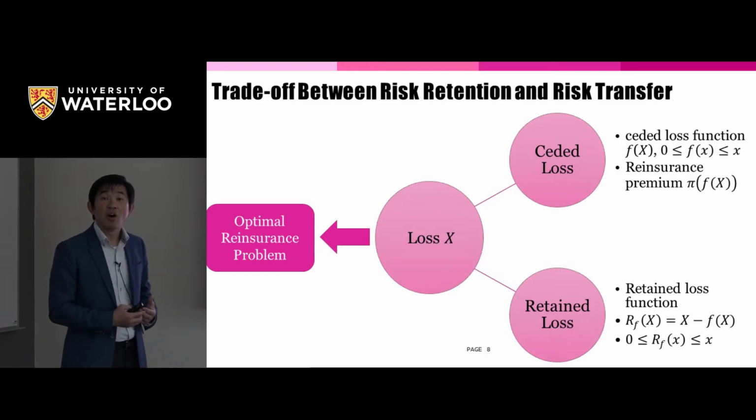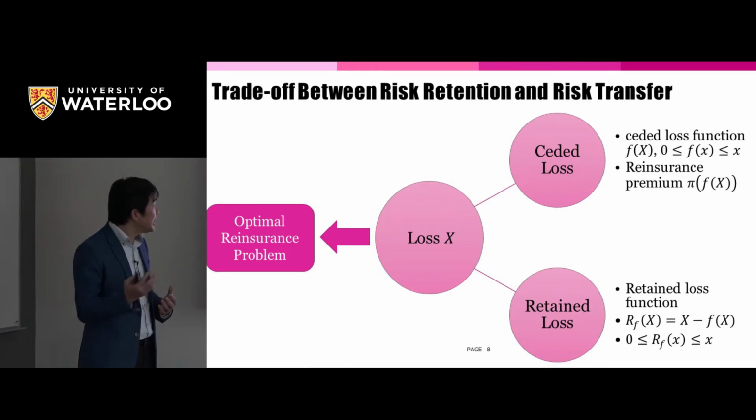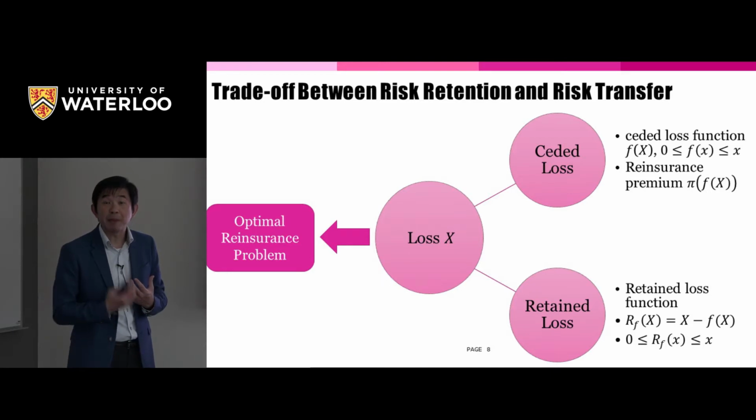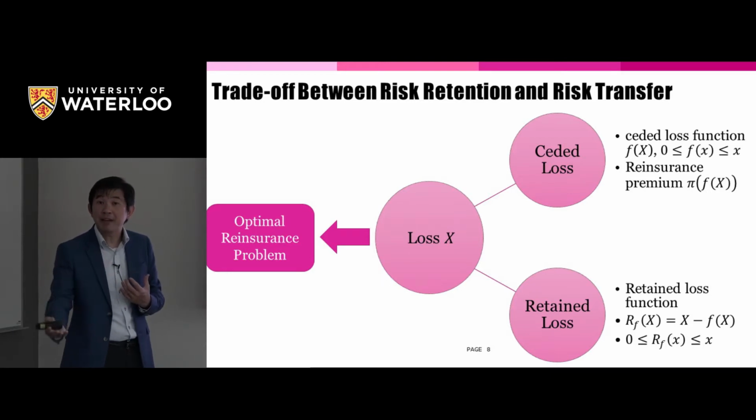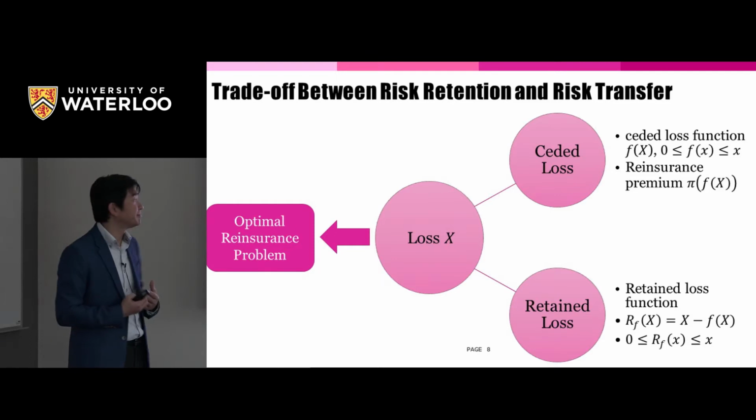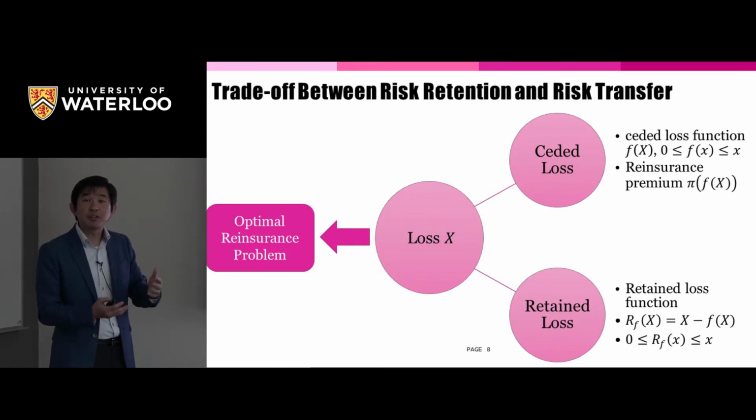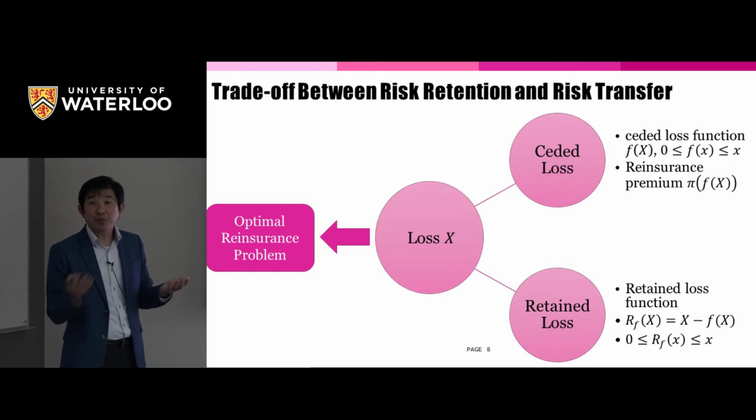Right? On the other hand, the insurance company can be more aggressive. They can retain most of the risk. If they do that, then they will have substantial saving in the reinsurance premium by paying less to the reinsurance company. Right? So this illustrates a trade-off between risk retention and risk transfer.